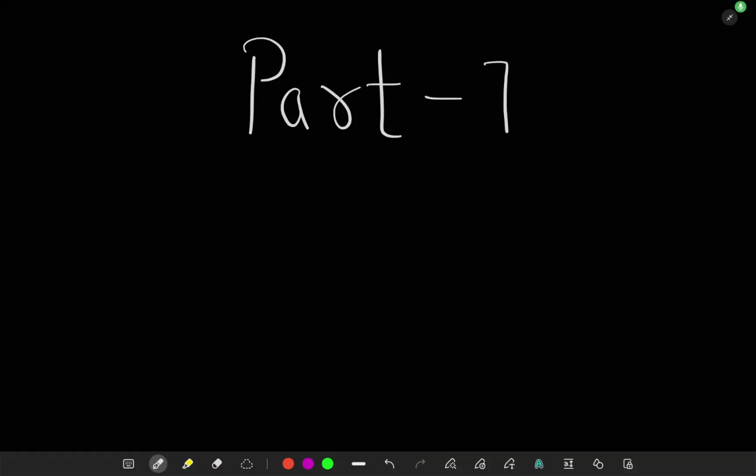This is part 7 of mathematical physics: Fourier integral. Any periodic function may be represented by a Fourier series.